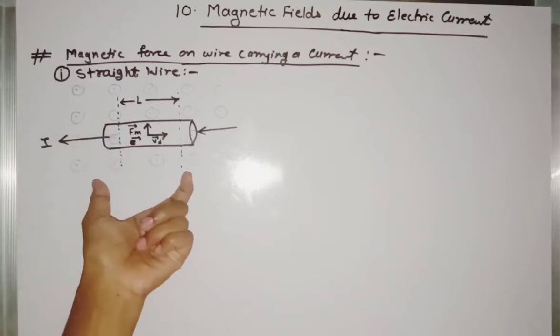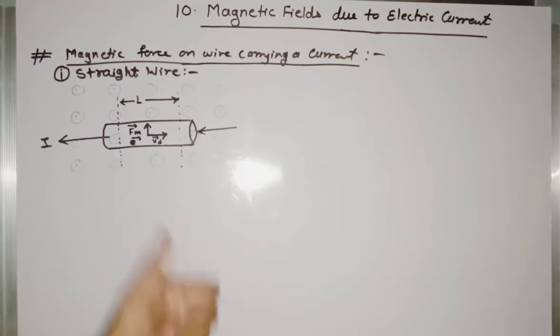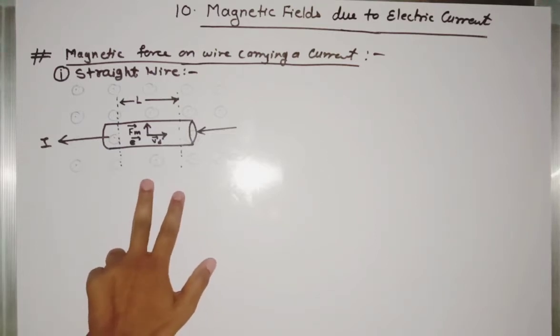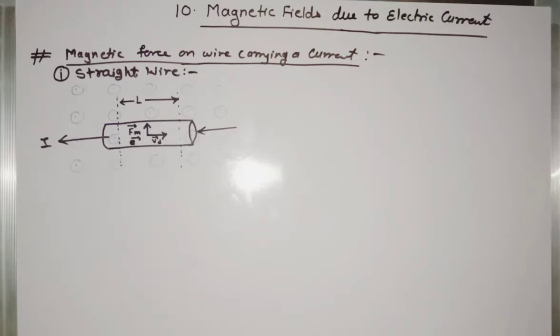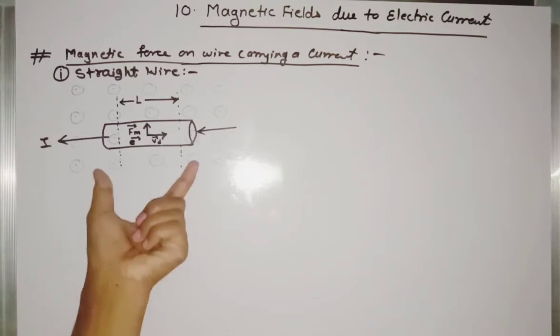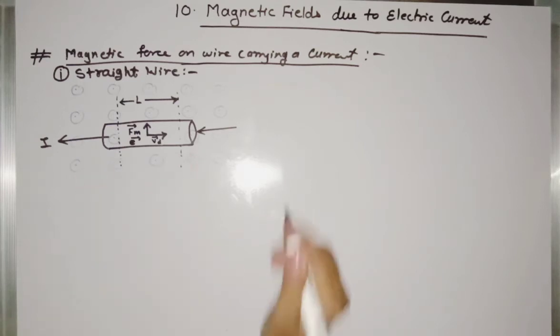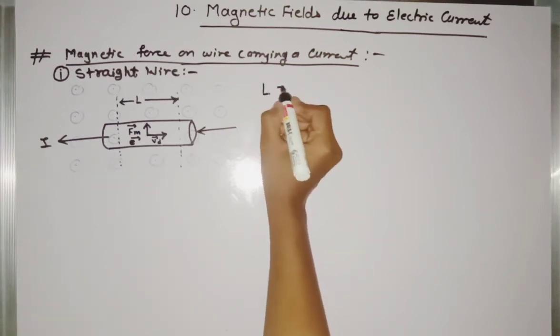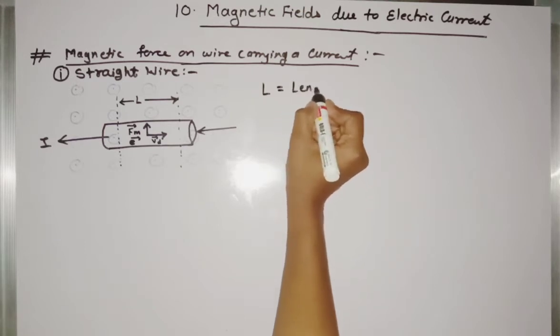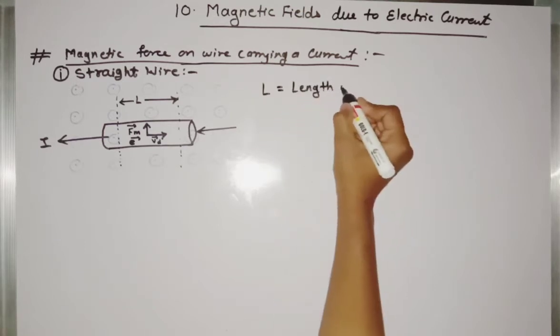and within this current carrying wire we will derive the magnetic force across this straight wire. So let's see. In our consideration, we have considered a straight wire which is of length L. Suppose L is the length of wire.